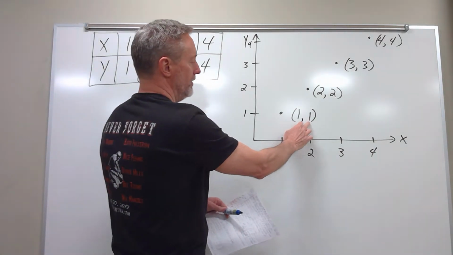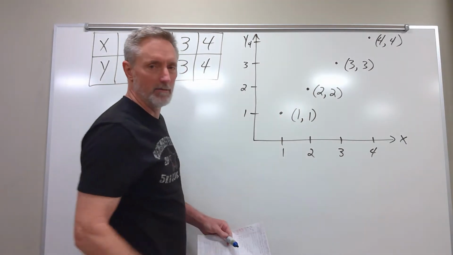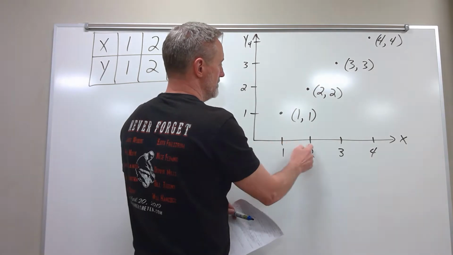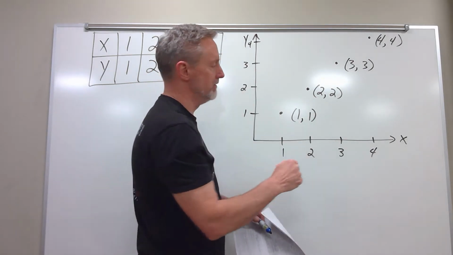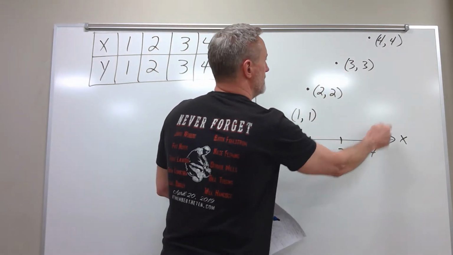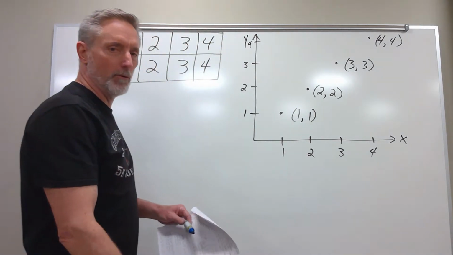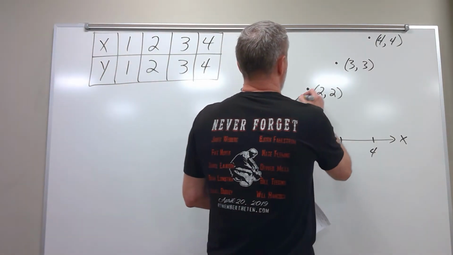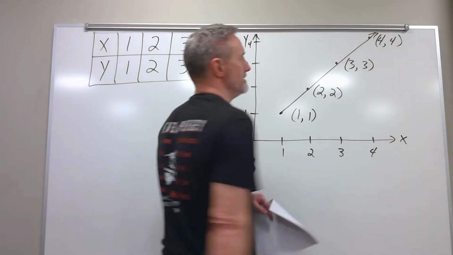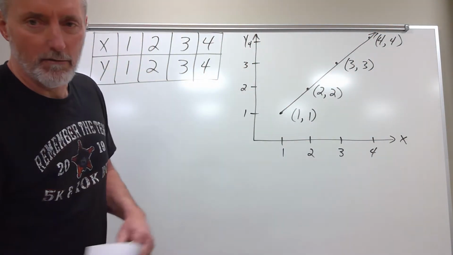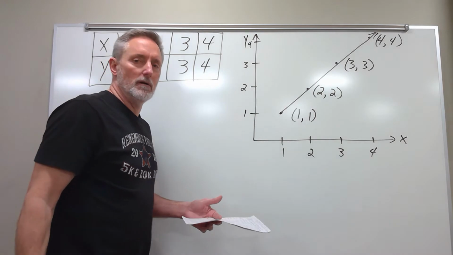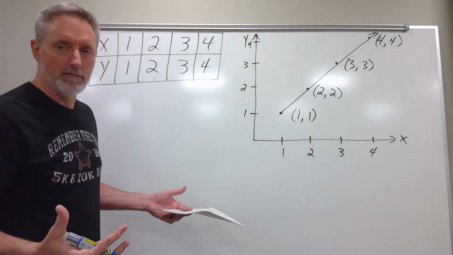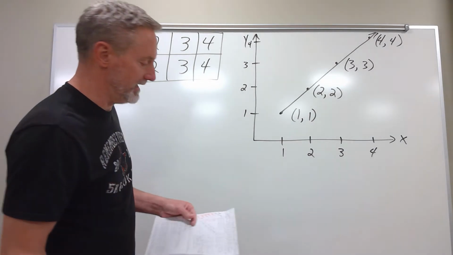So if I plot 1, 1, I'm going one step to the right and one step up. A little review of graphing here. 2, 2 is two steps to the right and two steps up. 3 steps to the right and 3 steps up. 4 steps to the right and 4 steps up. Do they line up? Yeah. So yeah, I can say this is linear, but we don't always have a piece of graph paper and we don't always have the time to graph. So we need to figure out a way of doing this without graphing every single time.